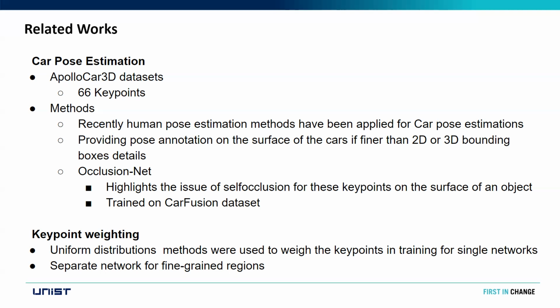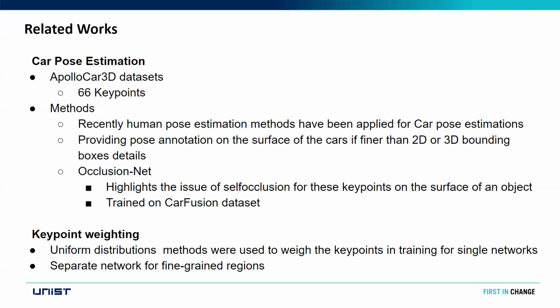Also, there's one method for car pose estimation named OcclusionNet, and this method works on the case where in any image of the car, one part of the car is always occluded by another part, so you can just see some part of it, and they capitalized on that and then proposed their method. And also another related work is key point weighting.